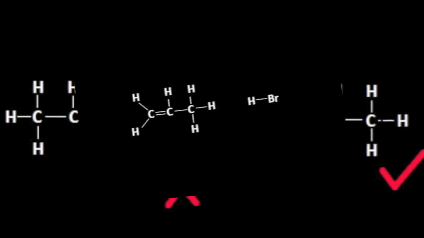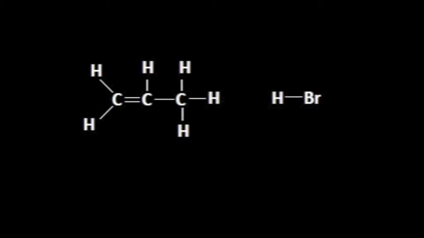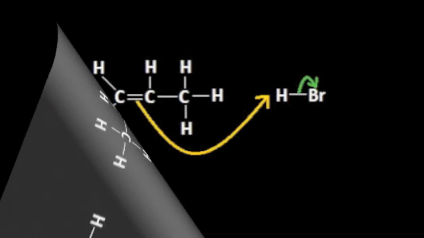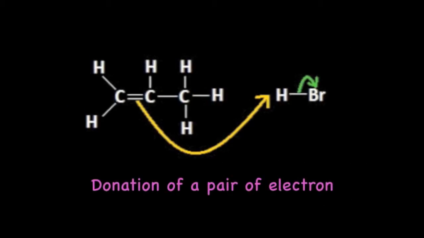On the other hand, butene is a symmetrical alkene because the carbon atoms at each end are the same. By looking at the mechanism of the reaction between propene and hydrogen bromide, we can see that a pair of electrons is donated from the double bond between the carbons to form a bond with the hydrogen.